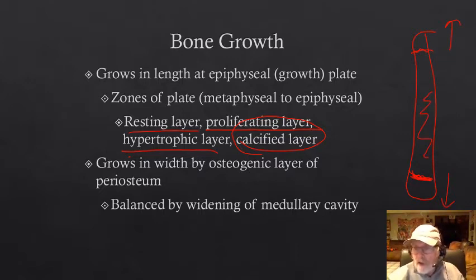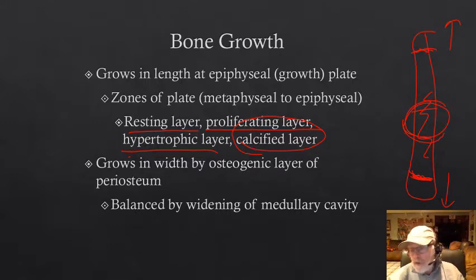The bone doesn't get longer in this area. The bone may get wider circumferentially, but doesn't get longer in the middle. It only gets longer in the areas we call the growth plates, or the epiphyseal plates, or physis. Physis, like I mentioned before, means growth. Epiphyseal plate: epi, upon; physis, the area of growth. As a result, that's the only place bone grows in length.